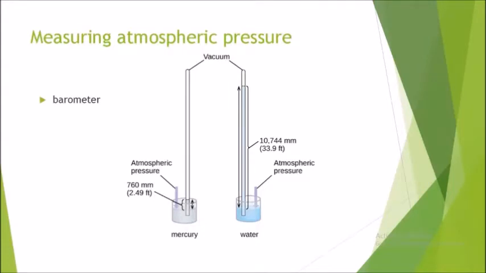This is the equipment we use for measuring atmospheric pressure. We use a barometer. If we use mercury, the mercury will rise about 760 mm from its base, or 2.49 feet. This we call atmospheric pressure. It means the atmosphere gives a pressure on the mercury of about 760 mm mercury.